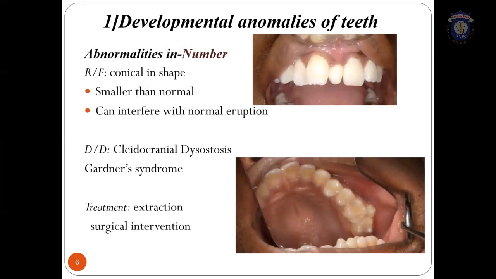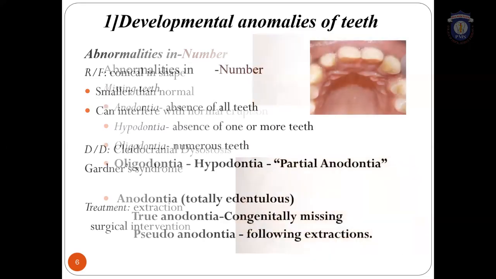The supernumerary teeth usually have a conical shape. They are smaller in size when compared to normal teeth. Certain times they can interfere with normal eruption. For differential diagnosis, you need to differentiate it from cleidocranial dysostosis or Gardner's syndrome. The most preferable treatment is extraction of the supernumerary teeth.